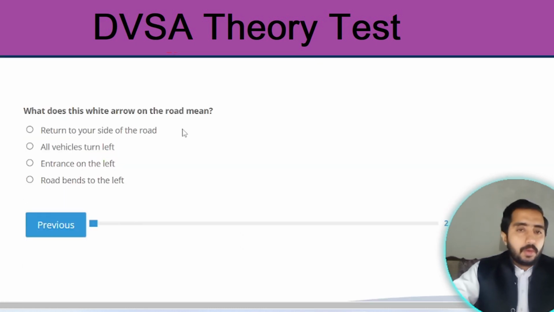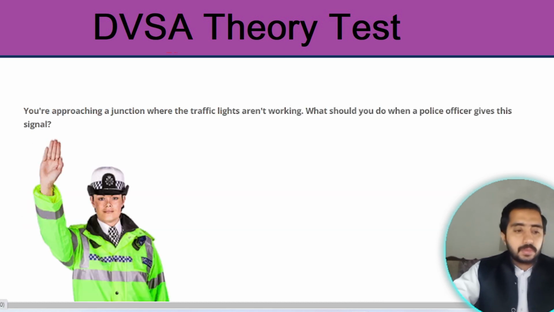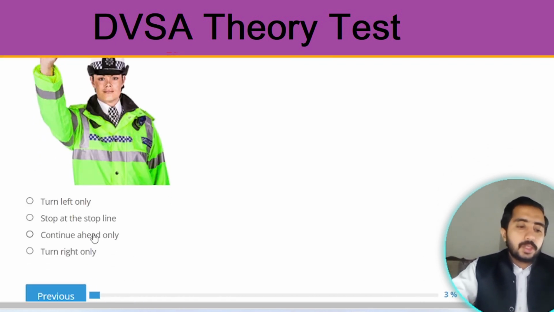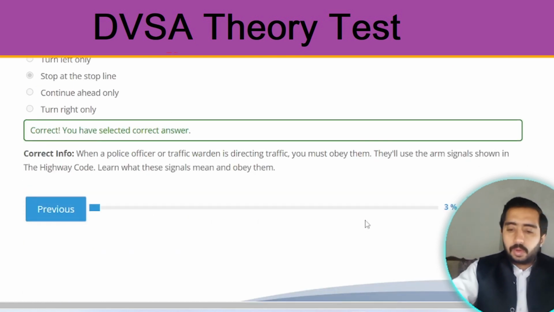Next. Our next question is, what does the white arrow on the road mean? Actually the white arrow means return to your side of the road. Next one. You are approaching a junction where the traffic lights aren't working. What should you do when a police officer gives this signal? When the police officer gives you this signal, then stop at the stop line. Definitely, option B is the correct option.